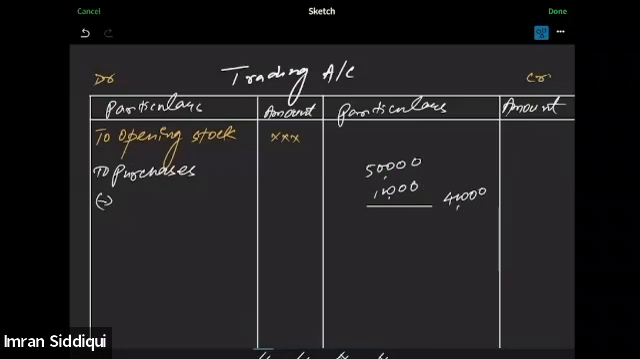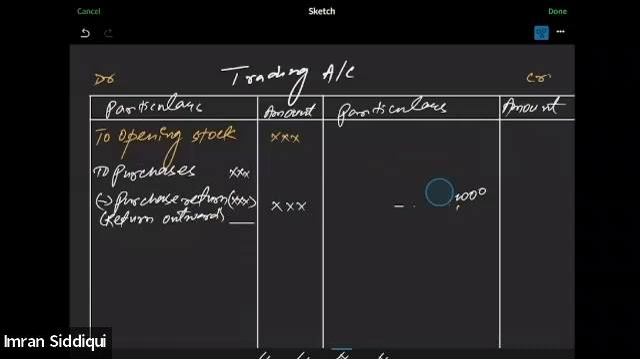So that is what I was telling you, that purchase is always indicated in the trading account after subtracting the purchase return. Purchase return, students, is also known as return outward. Let me write it. Sometimes in the question it is given by the name of return outward. Purchase return and return outward both are the same. We will first write down purchases and subtract purchase return out of it, and whatever value we get, we will write the net purchases on the debit side of the trading account.